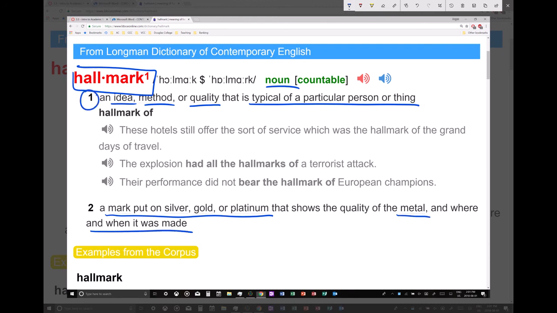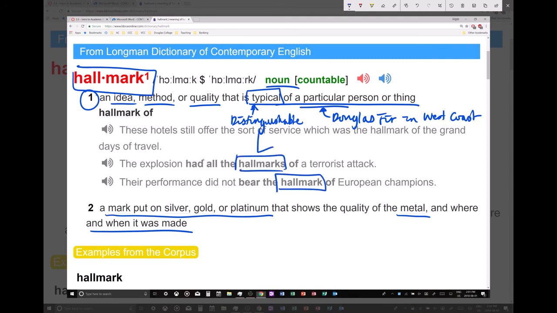Well, one seems to be a better fit. Here is a particular person, so, well, we can refer to the Douglas fir as a particular thing in the west coast of Canada. And then, yeah, it's typical, but in the context, it used distinguishable. So something that people would recognize, that people would distinguish, to know and recognize. So that's the second word, hallmark.